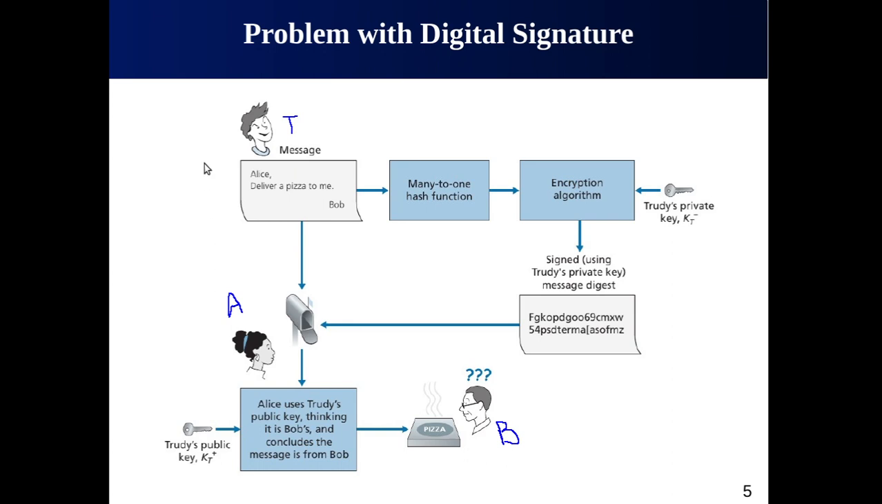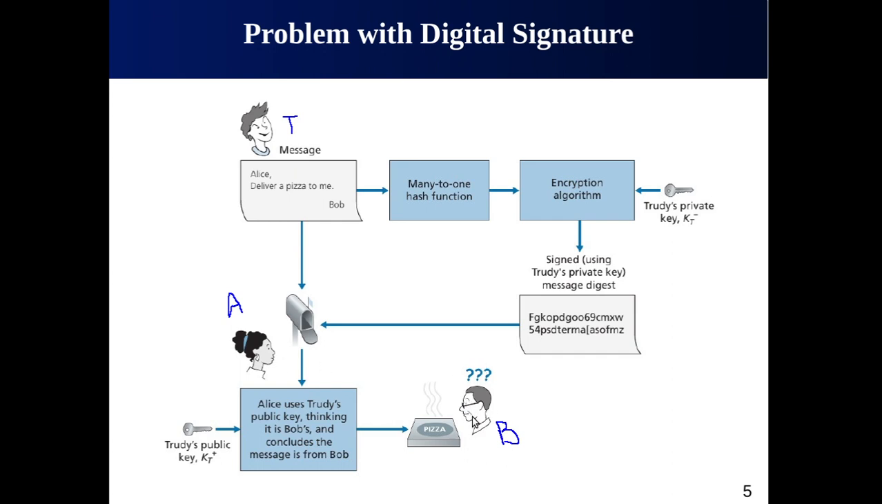Now in this message, Trudy actually includes her public key because Alice needs a public key. Although Alice naturally assumes it is Bob's public key. Okay, so Trudy also attaches a digital signature which was created with her own private key. Now after receiving the message, Alice will apply Trudy's public key, thinking that it is Bob's public key, to the digital signature, and concludes that the plain text message was indeed created by Bob.